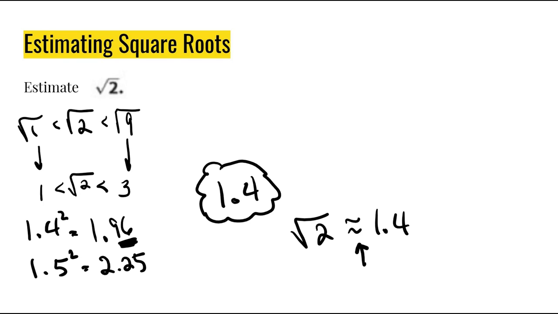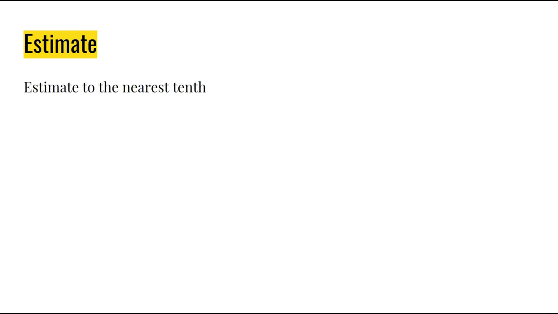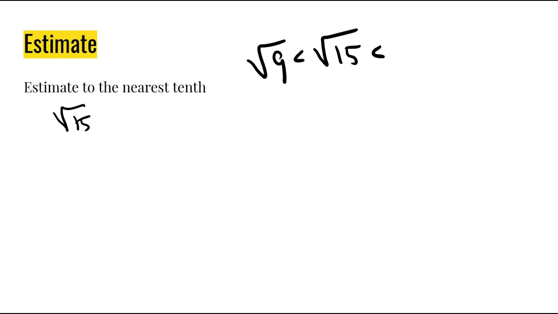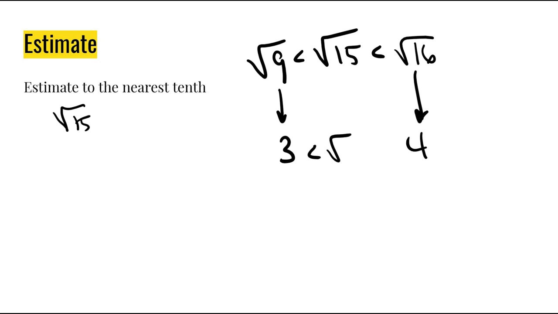Let's take a look at one more example. So we're going to estimate to the nearest tenth for the square root of 15. So again, we start by finding perfect squares that are smaller and larger than the square root of 15. A smaller perfect square would be the square root of 9, okay, which is equal to 3. A larger one would be the square root of 16, which is equal to 4. So we know that the square root of 15 is somewhere between 3 and 4. And obviously the square root of 15 is closer to the square root of 16 than it is the square root of 9. So when we start picking numbers to multiply, we're going to pick ones that are closer to 4 than 3.